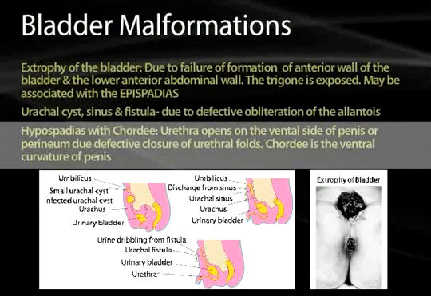So hypospadias with chordee is going to be a urethra that opens up on the ventral side of the penis or into the perineum, and is because of a defective closure of the urethral folds. The chordee is the ventral curvature of the penis. So there's going to be a tightening of one portion of the penis, which will cause an extreme curvature.